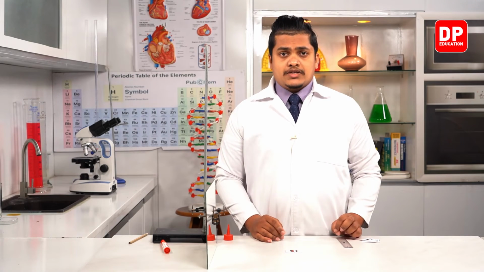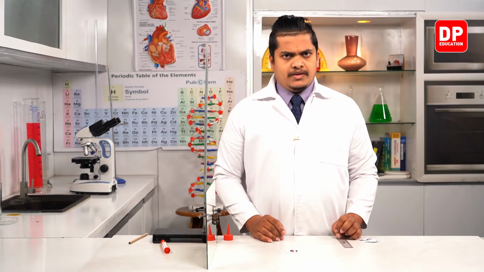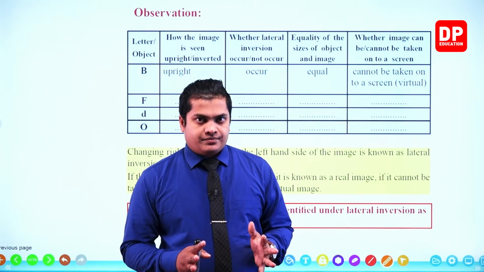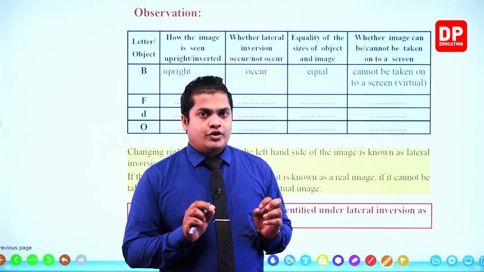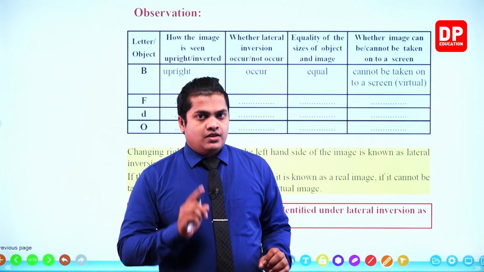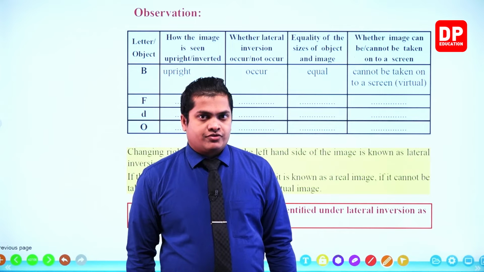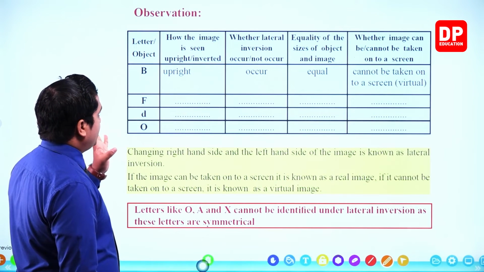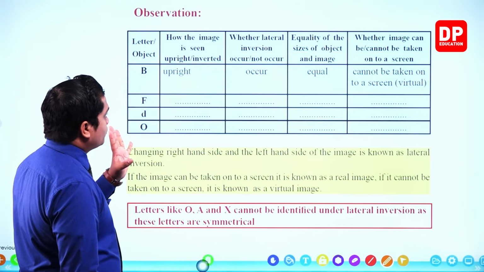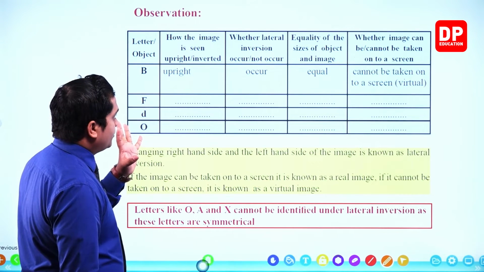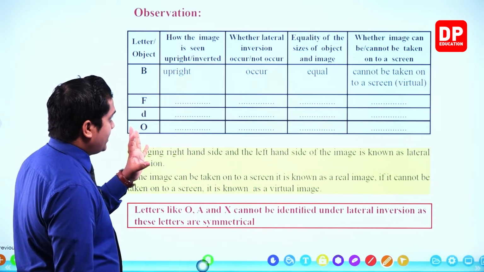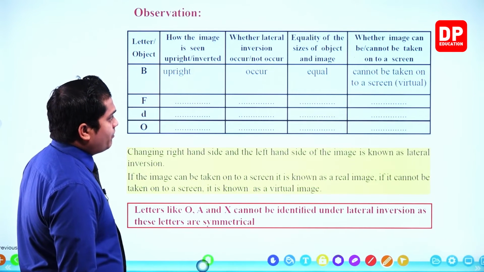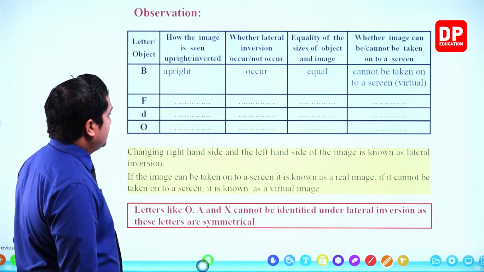Now let's head on to the classroom and we'll complete the table. Right, my dear children. So we conducted the activity. Now I'm going to fill out this table by using those observations. Let's see the first one. Letter B. The image was upright and it creates the lateral inversion, and the size is equal and cannot be taken onto a screen. Letter F.